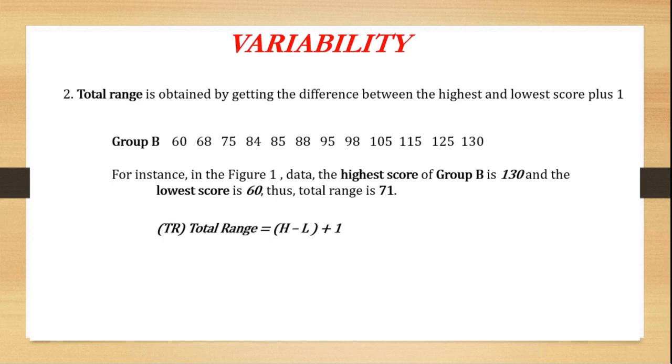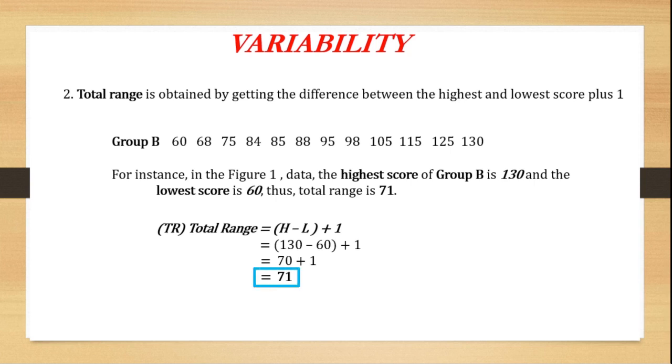Using the formula, total range is equal to the quantity of the highest score minus the lowest score, plus 1. Substituting the values for the highest score and the lowest score, we have the quantity of 130 minus 60, plus 1. Simplifying 130 minus 60, that gives us 70. That is why we have 70 plus 1, which is equal to 71. Then we can say that the total range is 71.